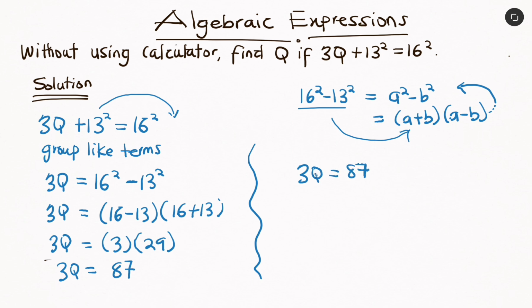Now for me to find my q, which the question is asking me to find, I need to make sure it stands alone. To do that, I have to divide both sides by the coefficient of the q, which in this case is 3. So I'll divide both sides by 3. The 3 here will cancel the 3 here. So I have q is equal to 87 divided by 3, and that will give me 29 as my answer. So therefore, the value for q in this particular algebraic expression is 29.